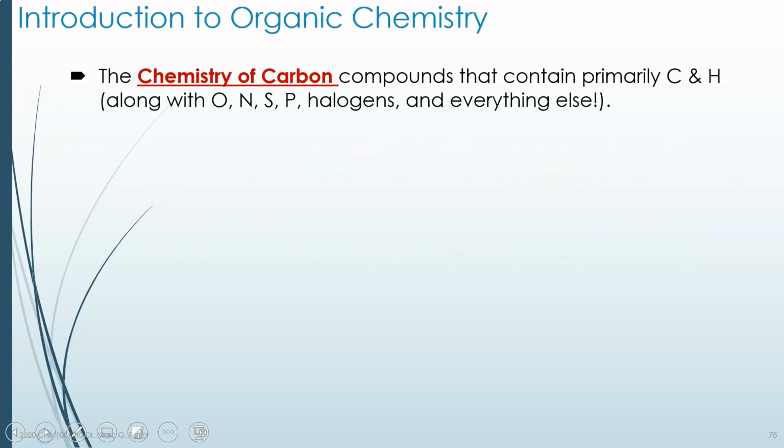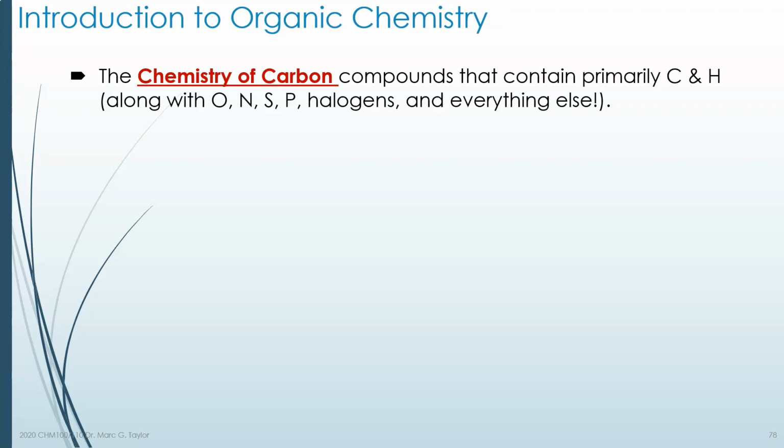Well, let's talk about what an organic molecule is. Organic chemistry is the chemistry of carbon compounds. So an organic molecule must have carbon. That is the one constraint that it has to meet to be called an organic molecule.